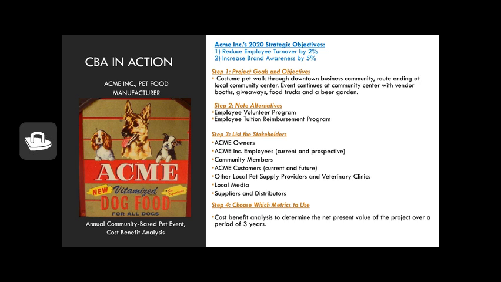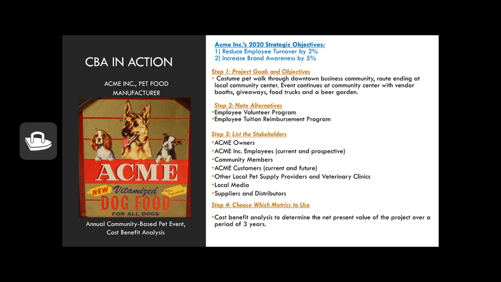At the community center, there will be vendor booths that include local pet food suppliers or pet suppliers in general, veterinarians. There will be prizes for the best costumes. There'll be food trucks and a beer garden as well that includes dog brew. So, the goal of this fun event is to contribute towards achieving both the objectives of decreasing employee turnover and increasing brand awareness.